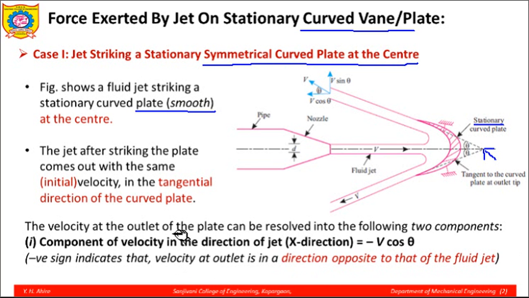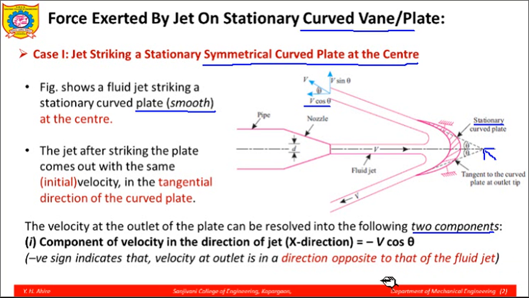So the velocity at the outlet of the plate can be resolved into the following two components as shown in the figure. The first component of velocity in the direction of the jet, meaning the x direction, is equal to minus capital V cos theta. Here you can see the velocity V has been resolved along the x direction. So this is V cos theta with a minus sign. The negative sign indicates that the velocity at the outlet in the x direction is in a direction opposite to that of the fluid jet.